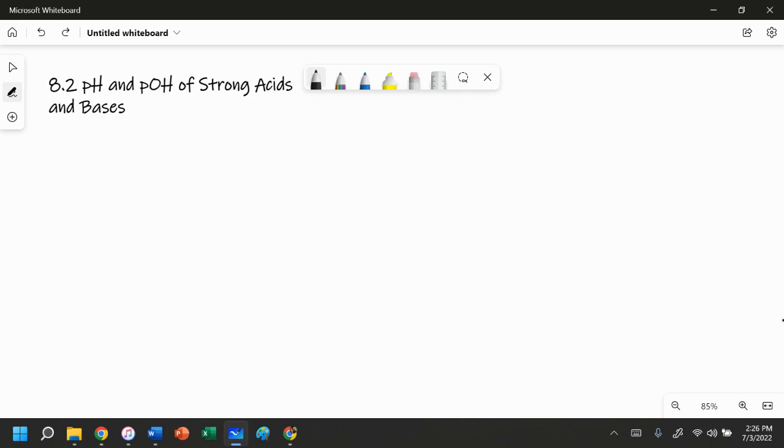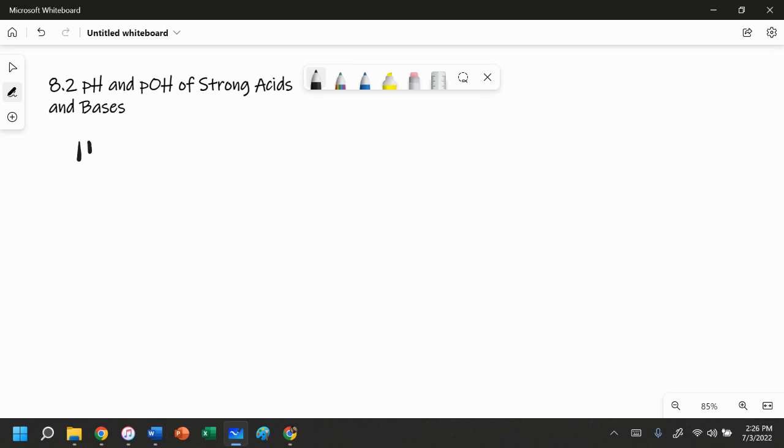Hey there, Chem fans. Welcome to our AP review for topic 8.2, pH and pOH of strong acids and strong bases. Before we can dive into this particular topic, how to calculate pH and pOH, we need to make sure you understand what a strong acid and a strong base each are.